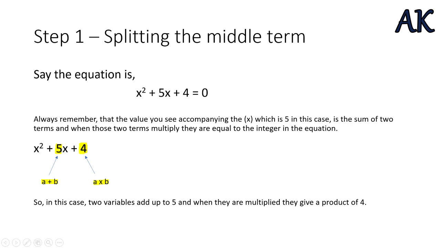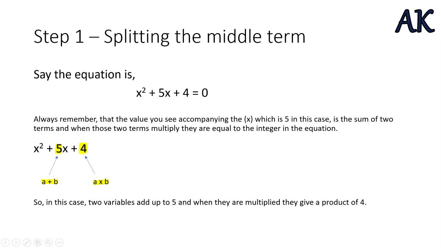Say the equation is x squared plus 5x plus 4 equals 0. This is an example we would use to teach the concept to you. Always remember that the value you see accompanying the x, which is 5 in this case, is the sum of 2 terms, and when those 2 terms multiply they are equal to the integer in the equation.